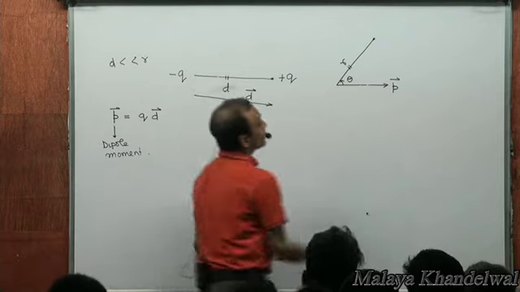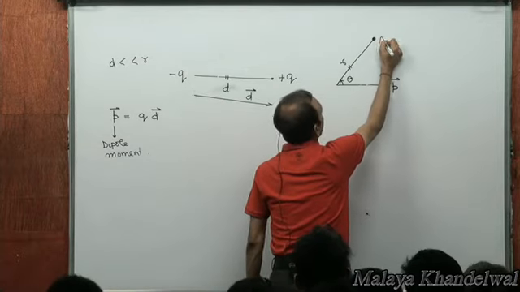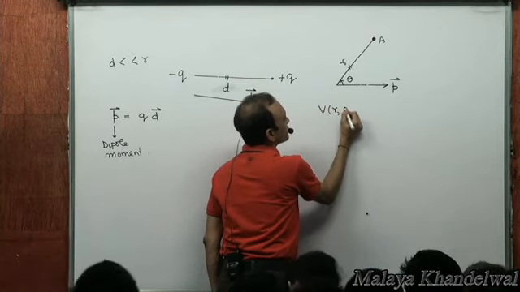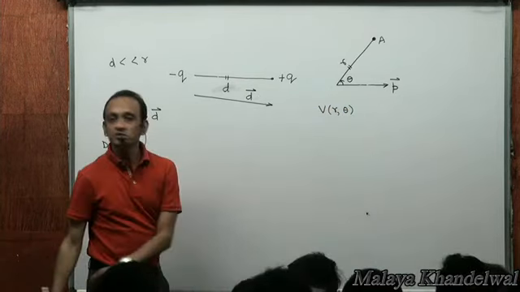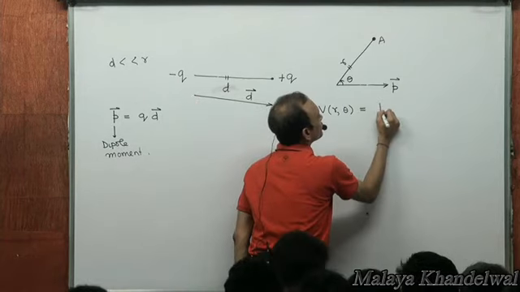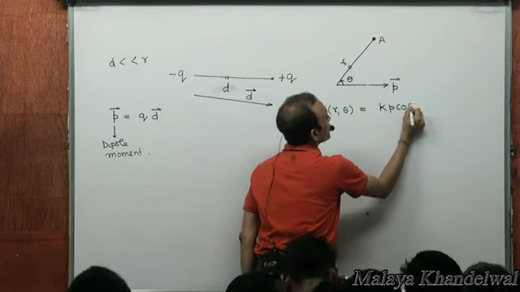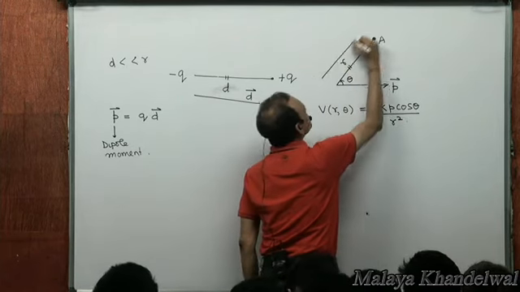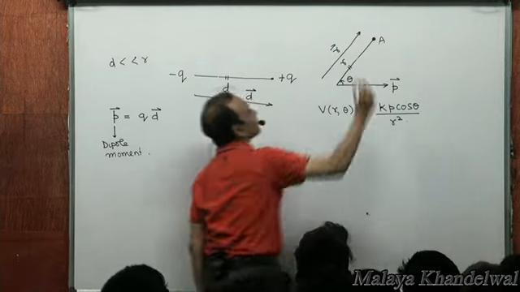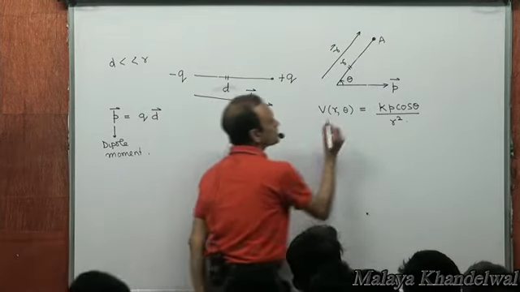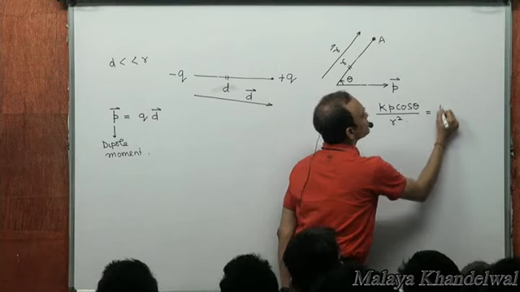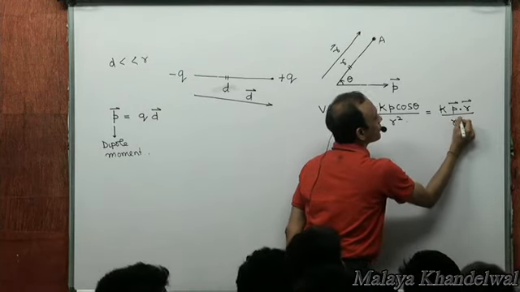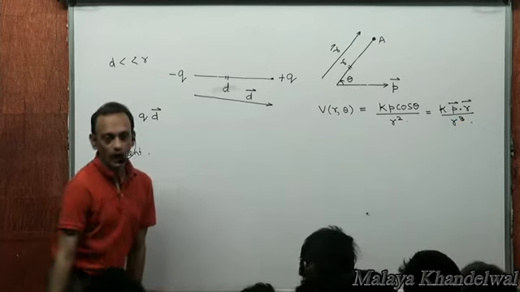If this was a point A, then the potential at this point A corresponding to r and theta turned out to be, if you remember, Kp cos theta by r squared. And if this vector was r, then the potential in vector notation turned out to be K p dot r by r cubed.